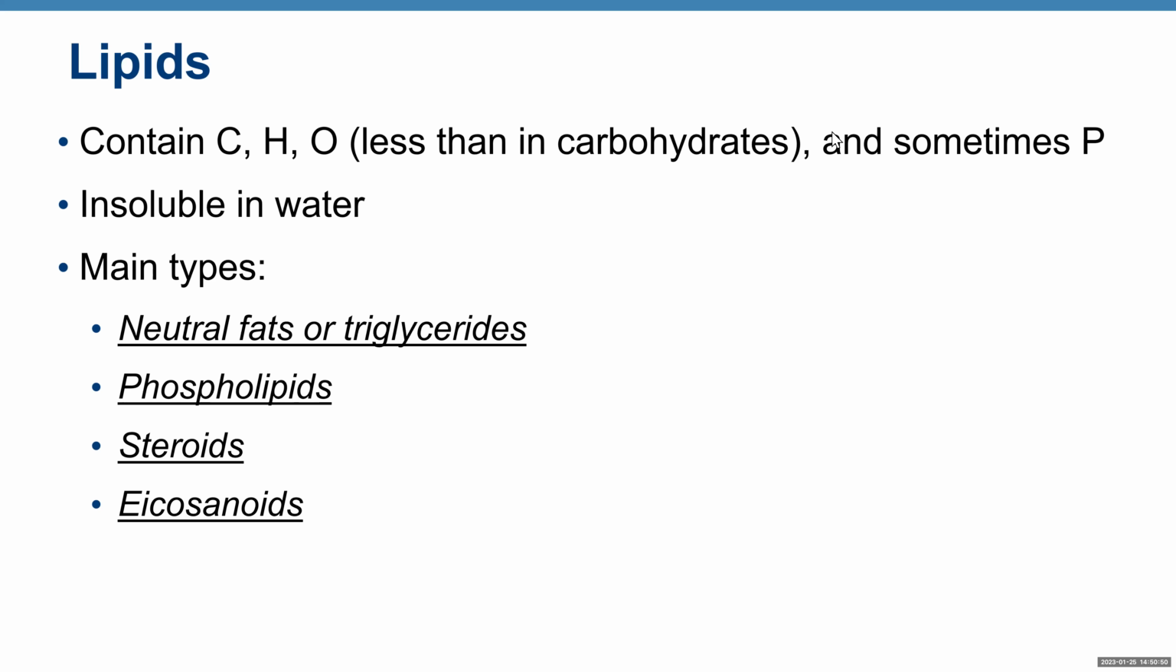The second group of large organic molecules are lipids. Now look, lipids, similar to carbohydrates, contain carbon, hydrogen and oxygen, but less oxygen than in carbohydrates. Remember, in carbohydrates we have as many oxygen atoms as we have carbon. Here we have way less oxygen. Sometimes phosphorus can be part of lipids as well. All lipids are insoluble in water, and we have many types, like neutral fats or triglycerides, phospholipids, steroids, eicosanoids.